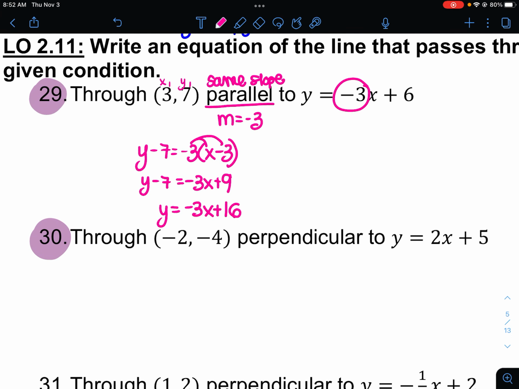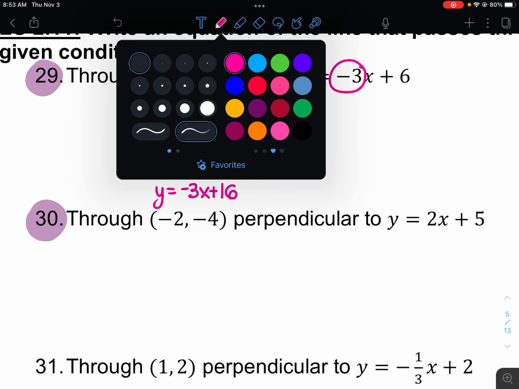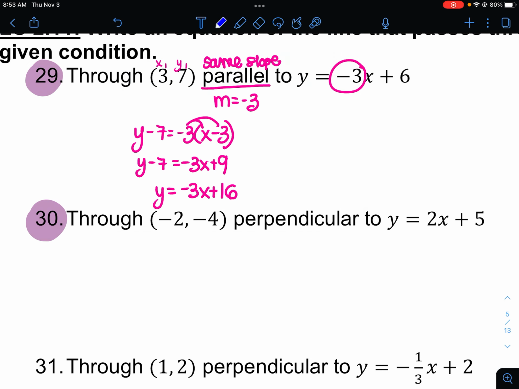Once you find the slope, you use the slope and the point that I gave you to write the equation of the line. Now the next one will be different because now it's going through negative 2, negative 4, and it needs to be perpendicular to this equation, y equals 2x plus 5. So if it's perpendicular, we need to use the opposite reciprocal slope. My slope there was 2. I don't want to use the same one. I want to use the opposite reciprocal. So that would be negative 1/2.